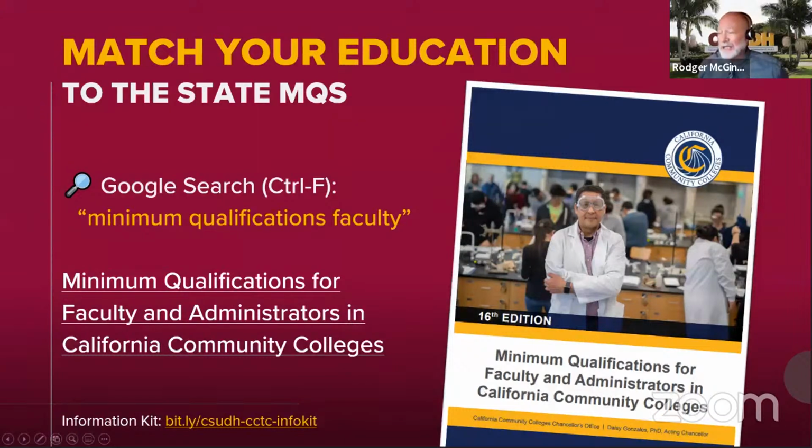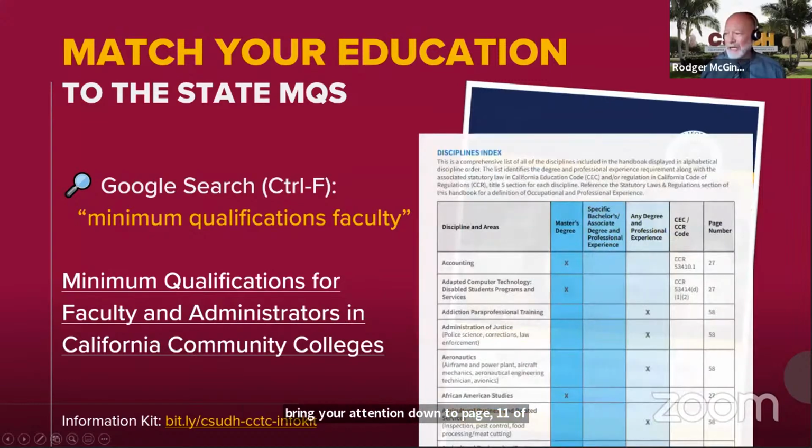When you click on that link, you might also see it in the chat session. When you click on that link, I want to bring your attention down to page 11 of the MQ handbook. So we've transitioned out of the information kit into the MQ handbook. You will see on page 11 something called the Disciplines Index. The Disciplines Index contains the disciplines list. Now, the disciplines list is organized in alphabetical order.